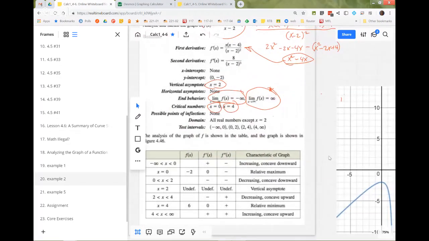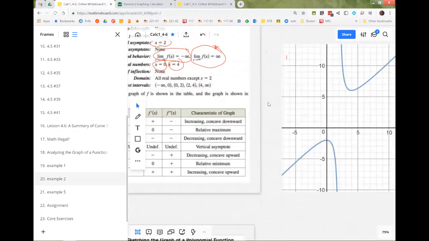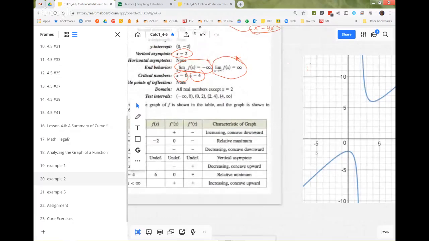Do we have any, let's see, what are our critical numbers? 0 and 4. At 0, we're going to reach a relative max at the top of this bottom curve. And at 4, you see how we're going to reach a relative min at the bottom of that other branch? Yep, so that's what the critical values told us. Do we have a vertical asymptote at x equals 2? Yep.